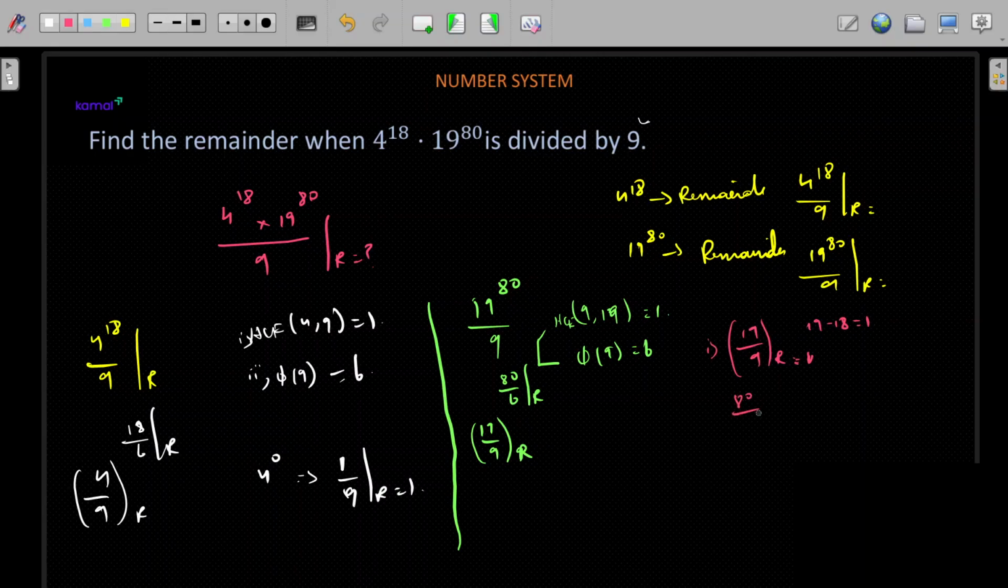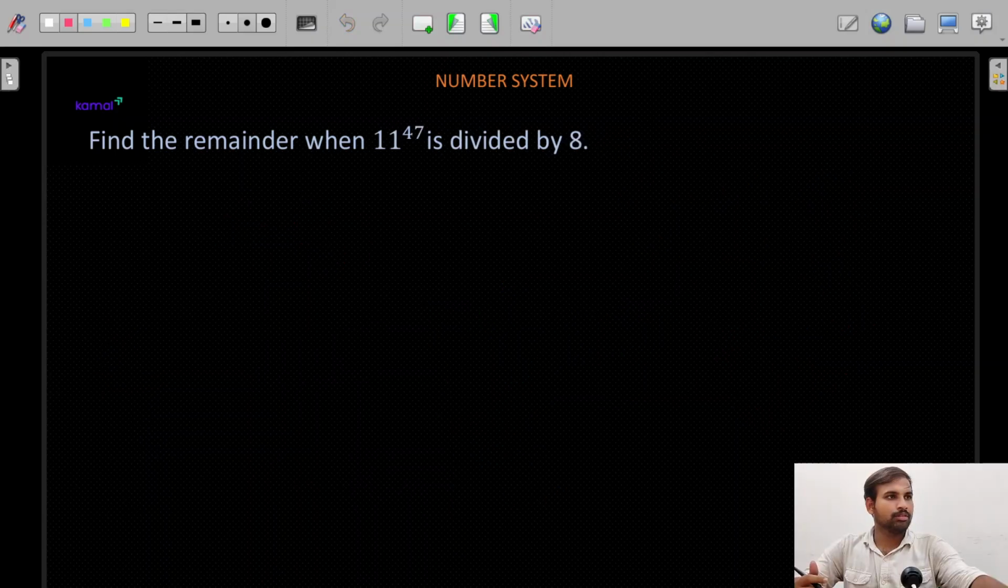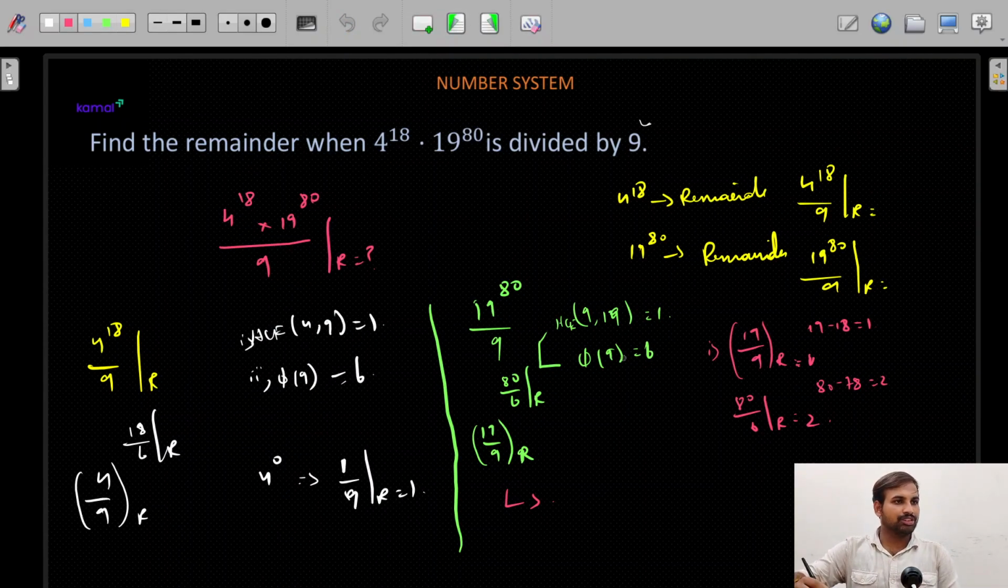And then 80 by 6. The highest multiple of 6, which is less than 80, is 78, which is nothing but 6 13s are. So 80 minus 78 is equal to 2, which means my remainder is also 2. Now let's start this question. We will complete this question first.